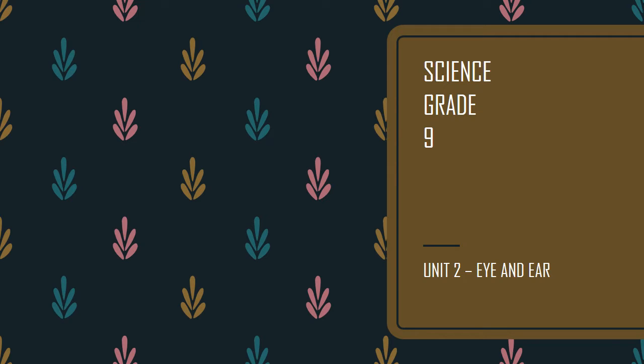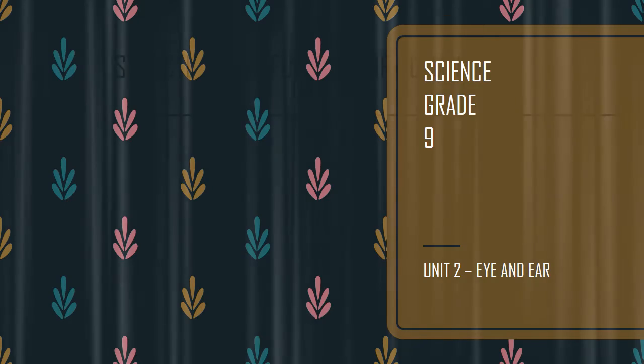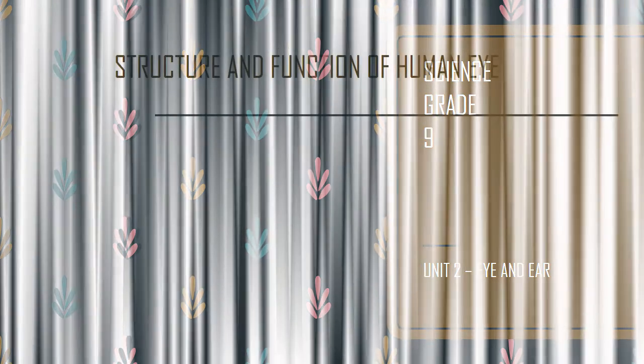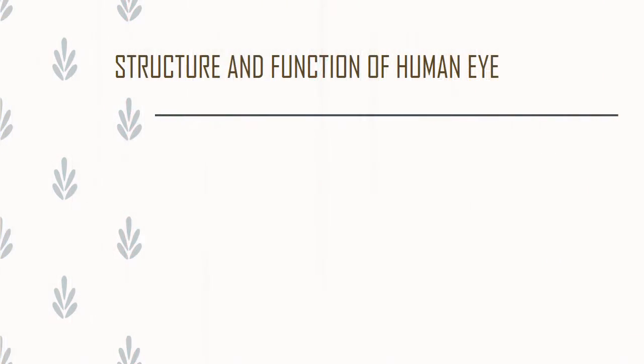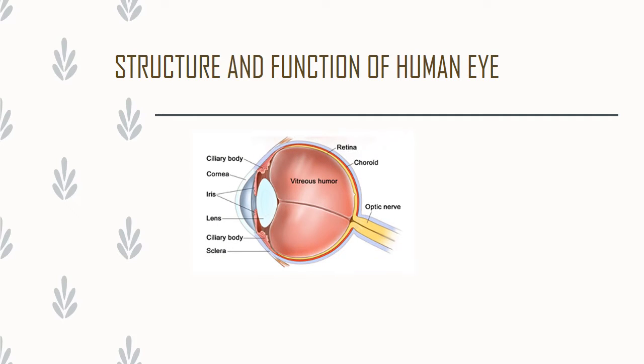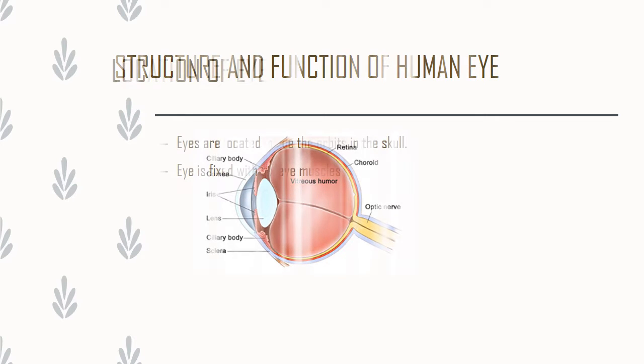Hi everyone, today we are going to talk about the eye and ear. Look at the structure of the human eye. Location of the eye: eyes are located inside the orbits in the skull. The eye is fixed with 6 eye muscles. Let's look at the functions of parts of the human eye.